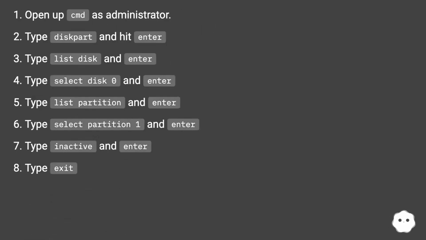Open up CMD as administrator. Type diskpart and hit enter. Type list disk and enter. Type select disk 0 and enter. Type list partition and enter. Type select partition 1 and enter. Type inactive and enter. Type exit.